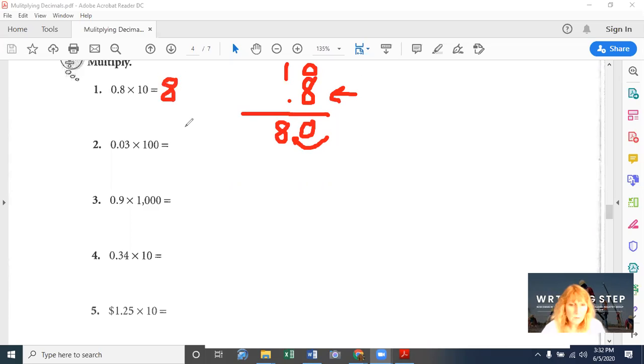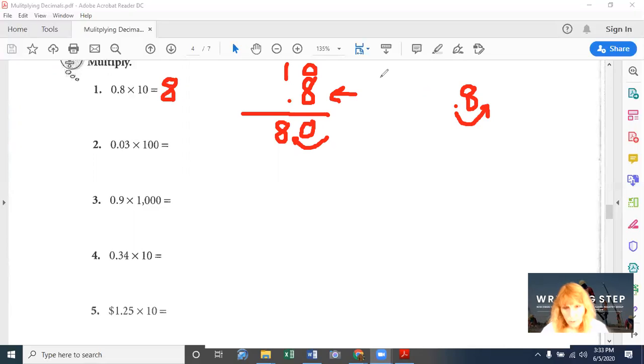You can drop the 0.0 part. So let's take a look at the shortcut. When you're multiplying any decimal by 10, you're just moving your decimal one place to the right. So it was 0.8. Because the 10 has one 0 in it, I'm going to move my decimal one spot to the right. So that's where I get my 8 from.